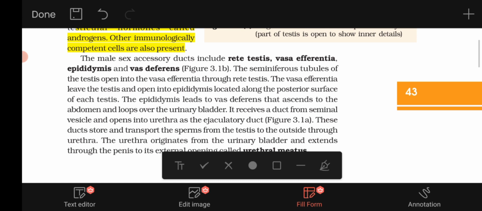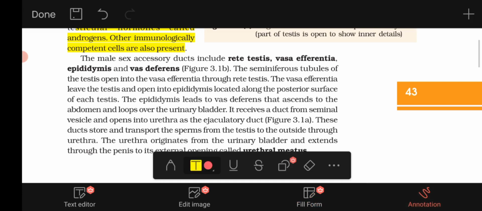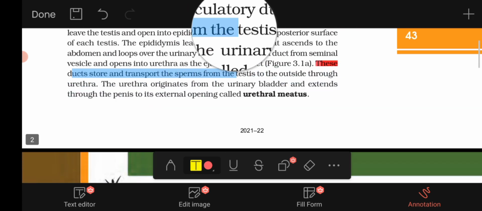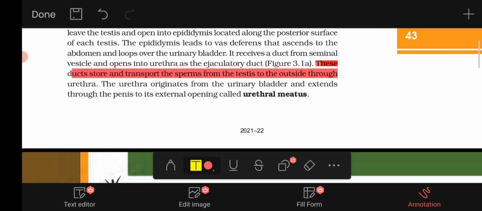So they join together, the duct from the seminal vesicle and the vas deferens. They join together and form the ejaculatory duct. This duct stores and transports sperms from the testis to the outside through the urethra. So their function is transportation and storage, storing sperm and transporting them to the outside through the urethra. Urethra originates from the urinary bladder and extends through the penis to its external opening called urethral meatus.